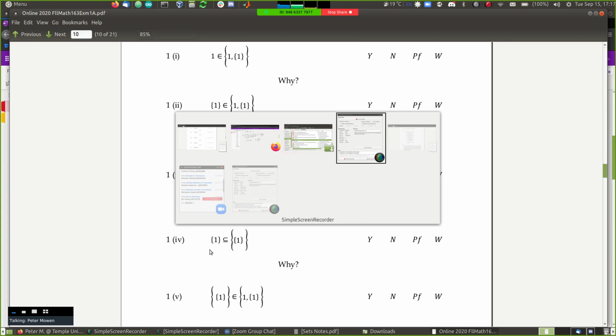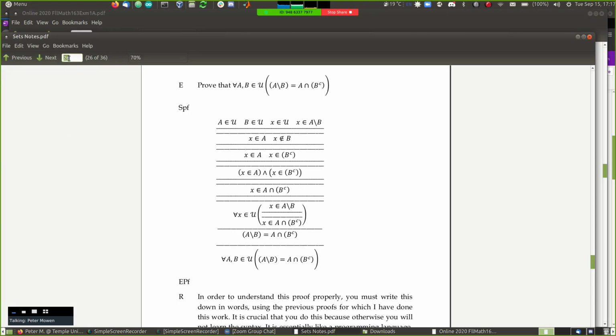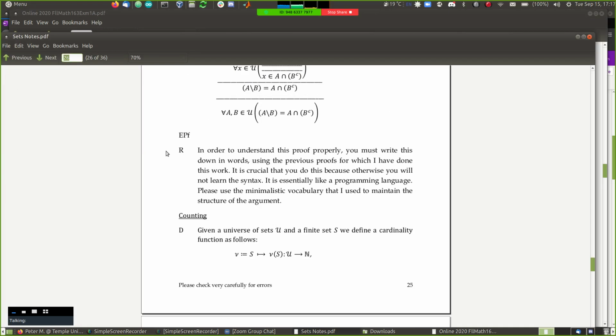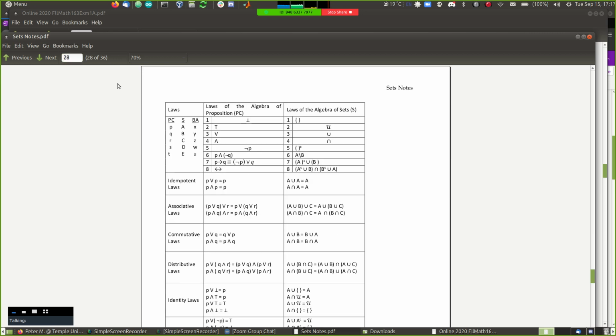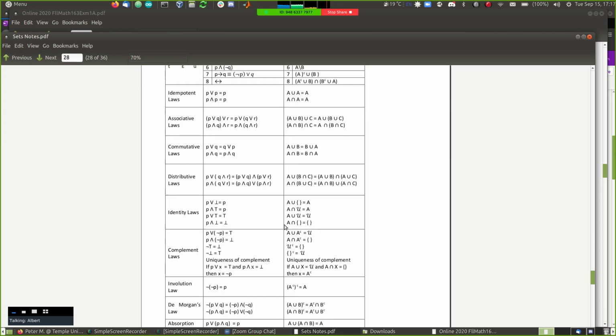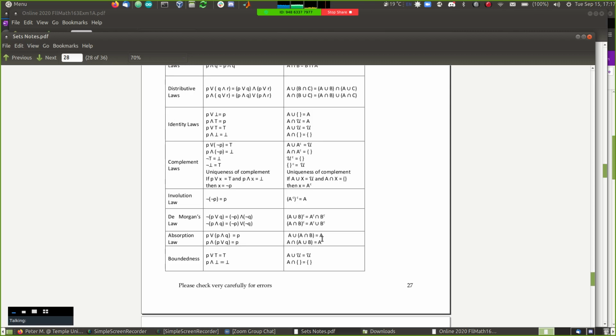Yeah, let me pull it up. What page is it on? Yeah. Where do you have that?